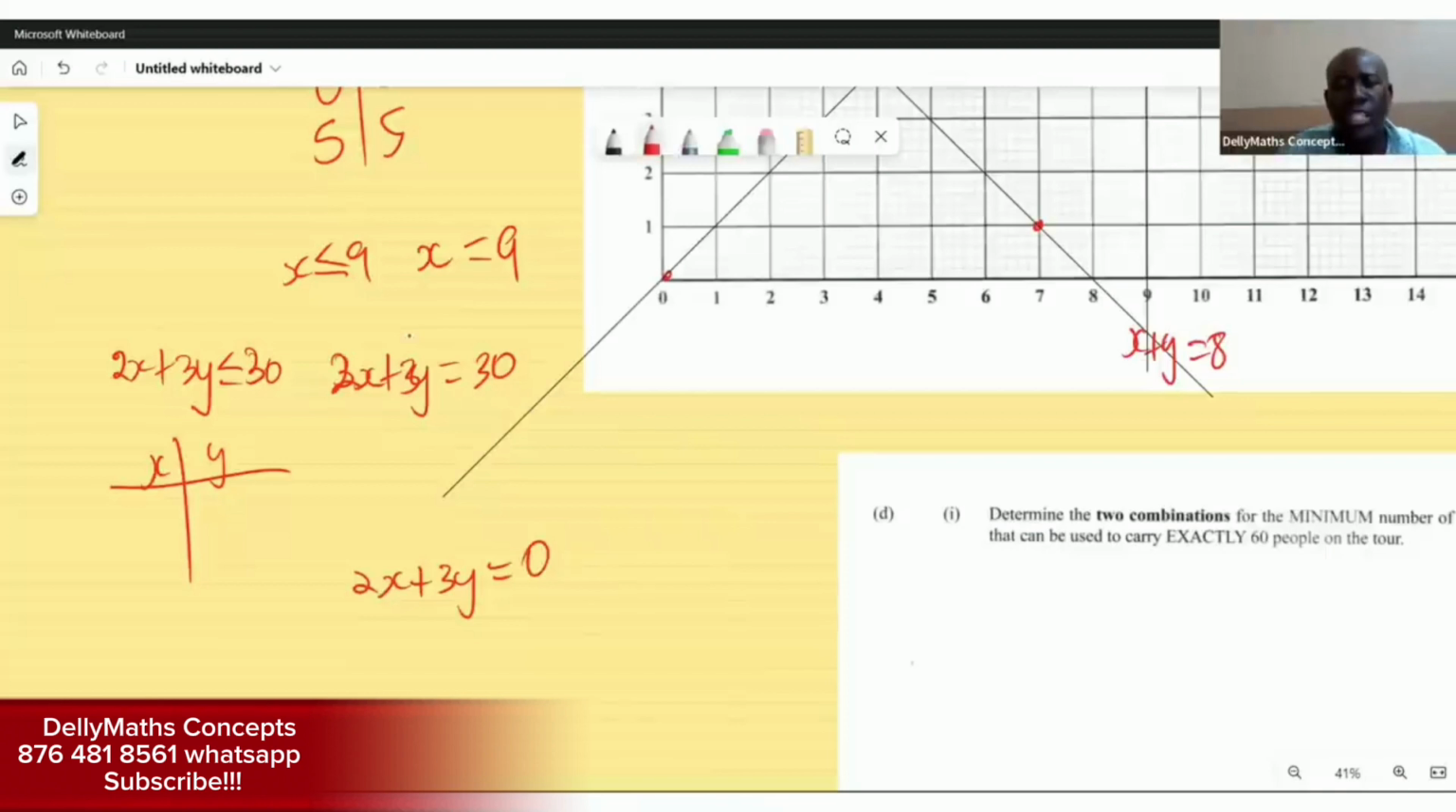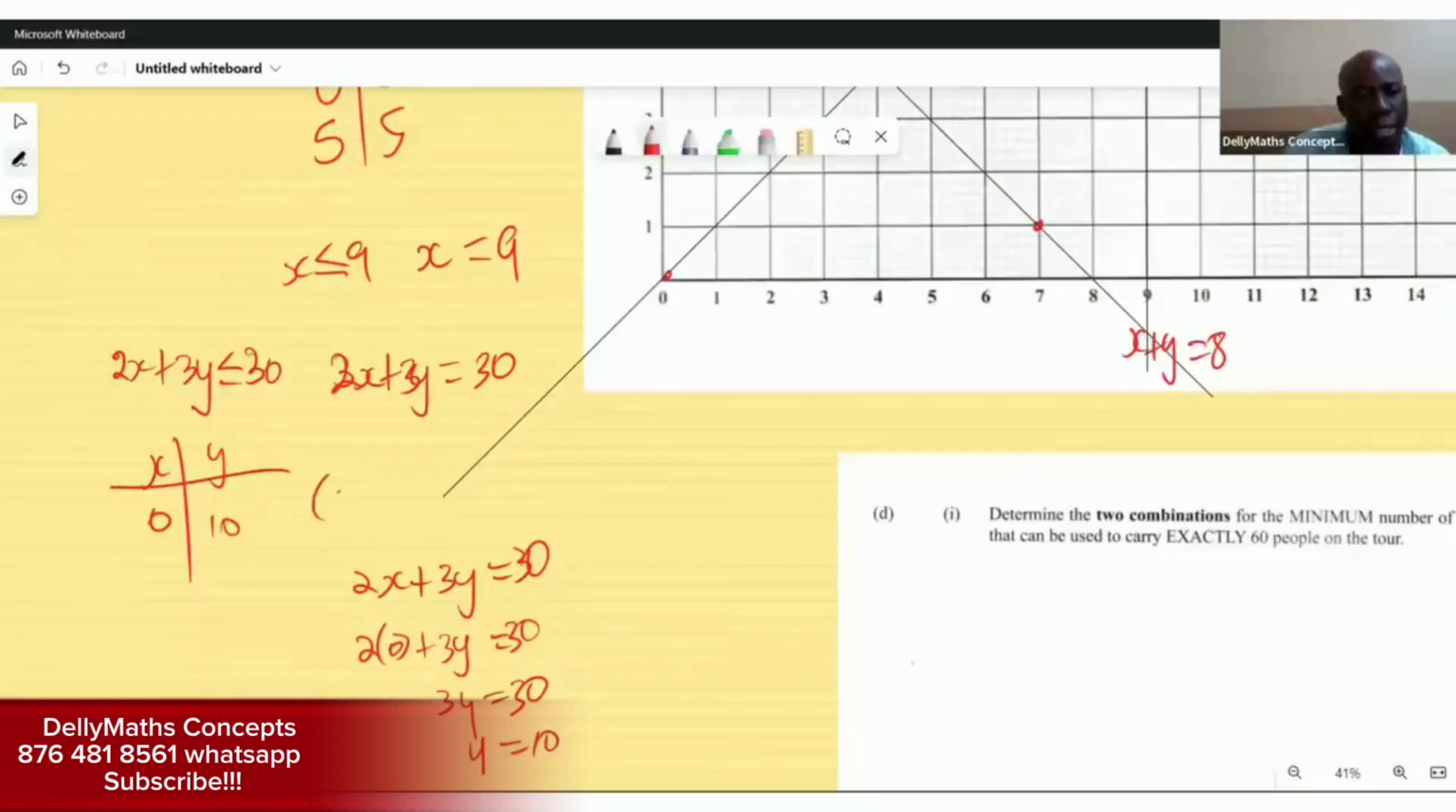I'm going to be using up my zeros. So I'm going to substitute 0 for x. Then 3y equal to 30. That means y is equal to 10. So I have a point 0, 10 right there.